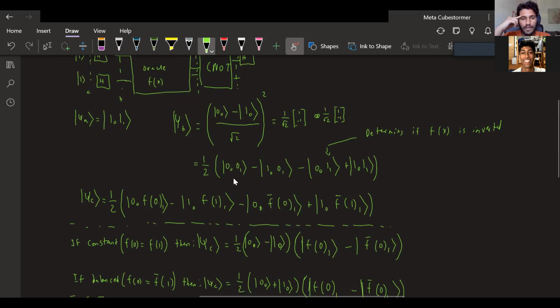Okay, then I'll keep that. I'll highlight this. So how did you get to psi sub c now? How did you put the function in instead? Is the first qubit acting as the oracle, or the qubit at position 1? Sorry.